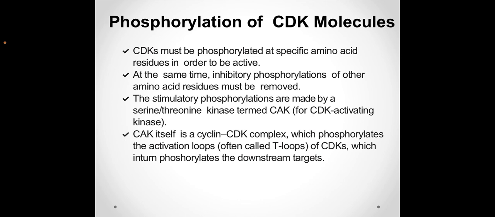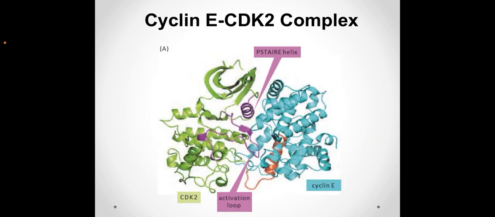CAK itself is a cyclin-dependent CDK complex which phosphorylates the activation loops, often called T loops, of CDKs, which in turn phosphorylate the downstream targets. It means that activated CDK cyclin complexes will phosphorylate further molecules which are essential for progression of the cell cycle at different stages.